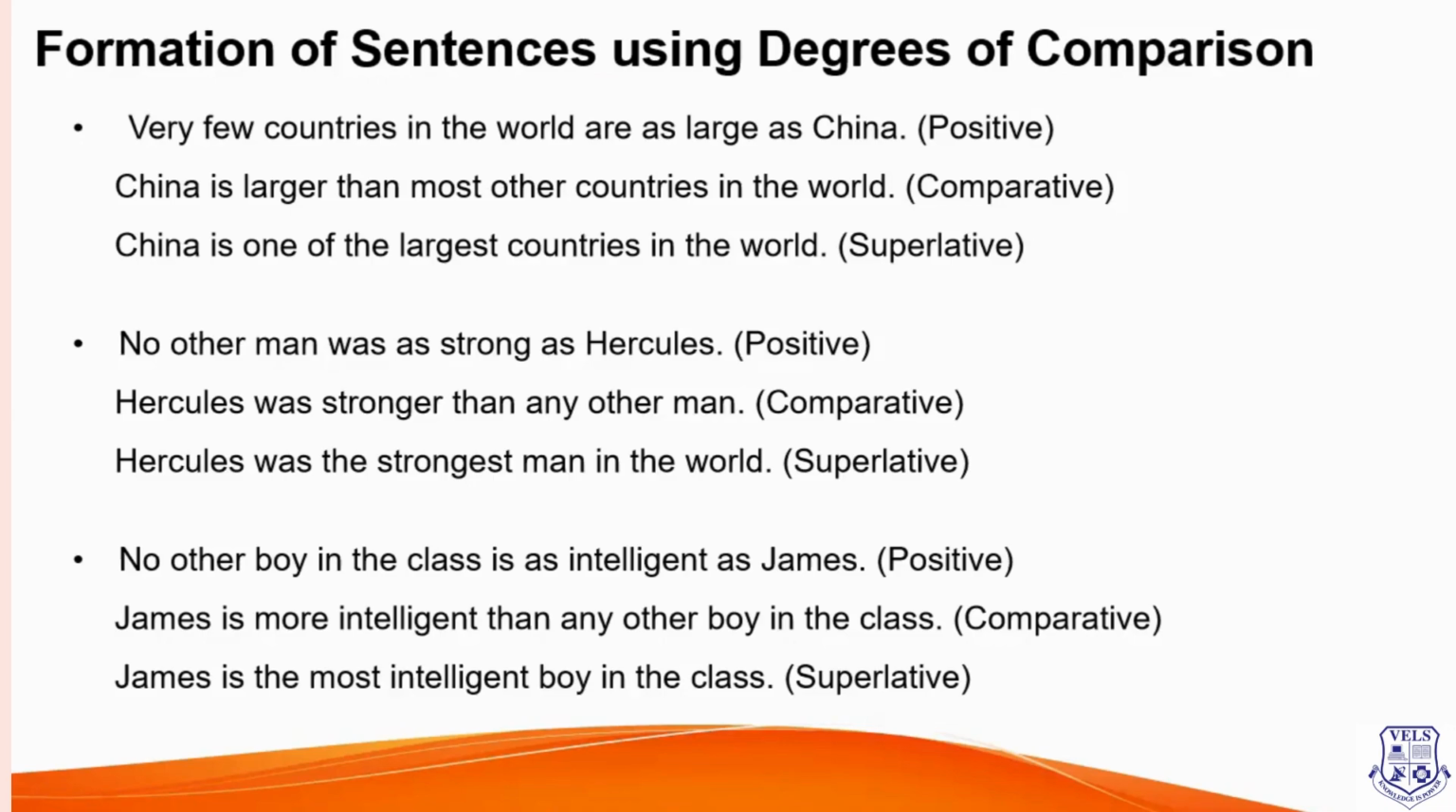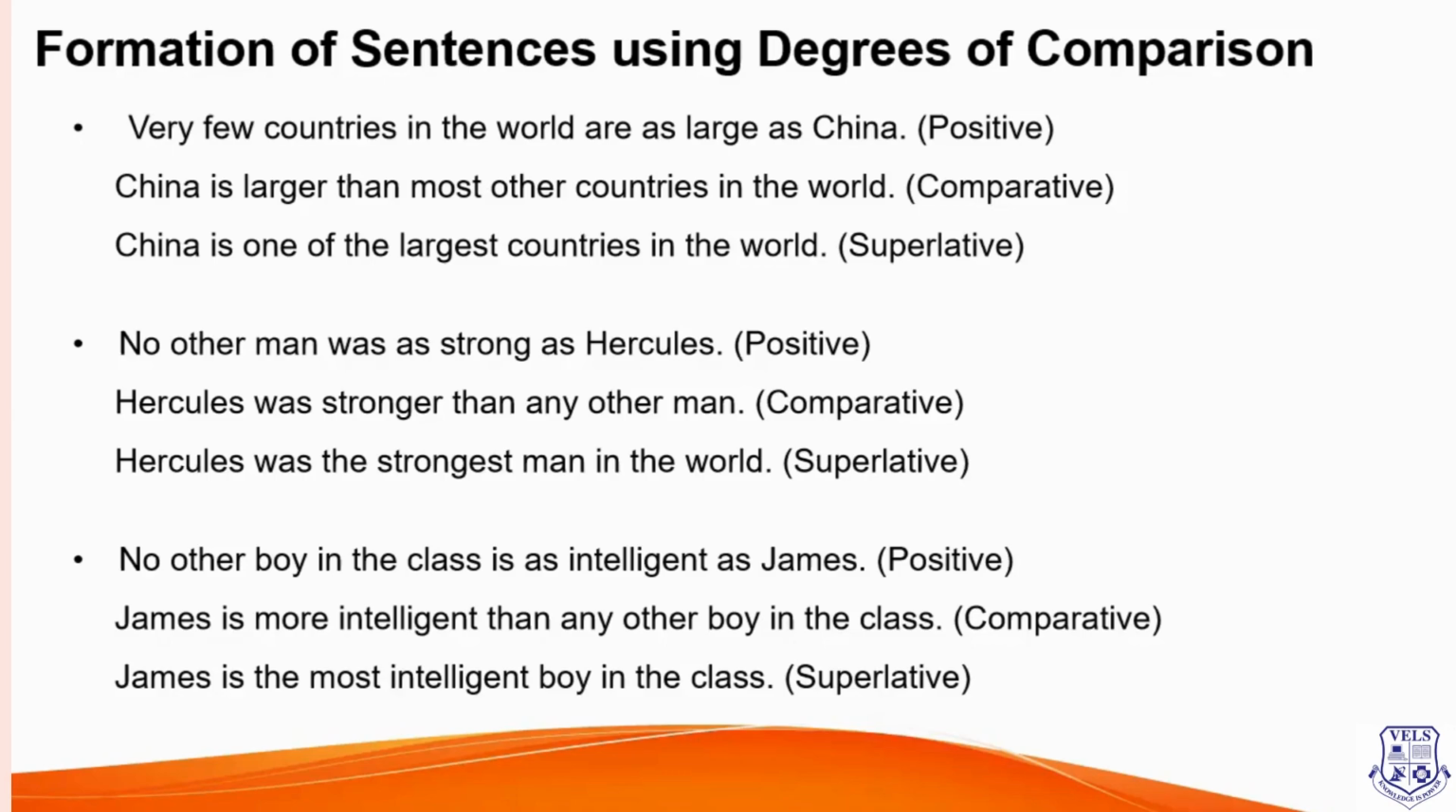Now, look at the next set of examples. No other man was as strong as Hercules. The original form of the word strong is there and hence it is the positive degree. When we compare Hercules with the other men, then it is a comparative degree. Hercules was stronger than any other man. The word strong is changed into stronger as it represents the comparative degree. Similarly, the next sentence, Hercules was the strongest man in the world. So when the comparison is made with other men in the world, then the word strong is converted into its superlative form, which is the strongest.